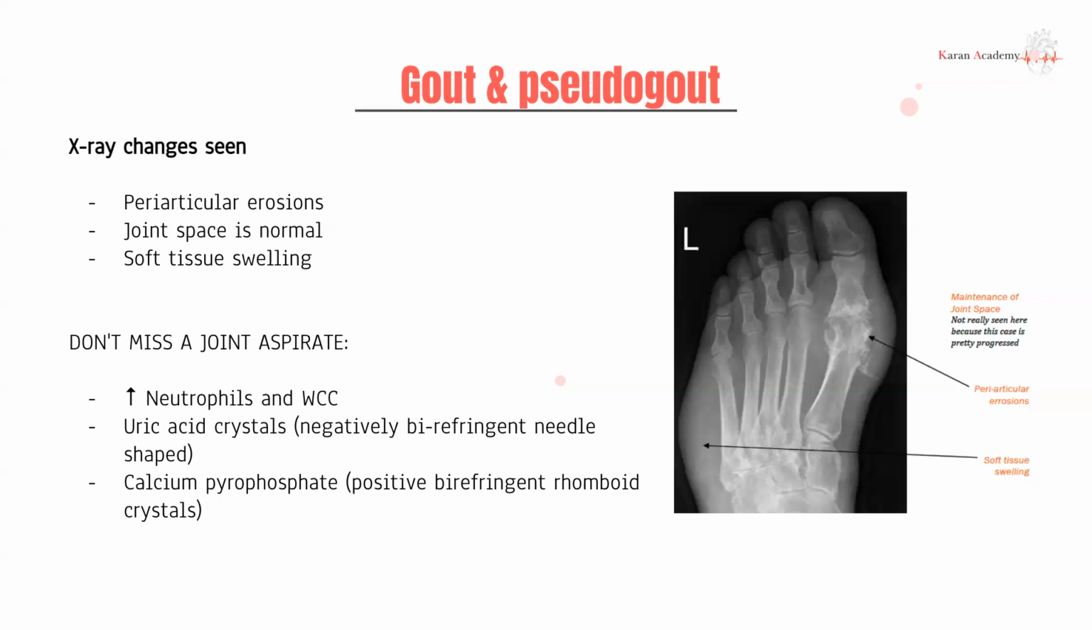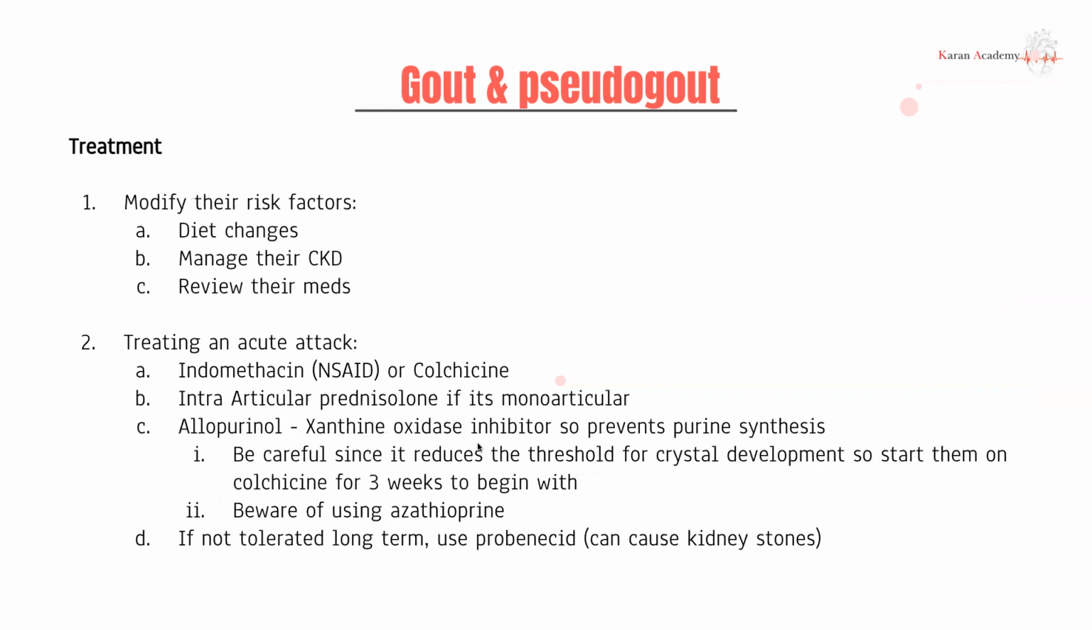What birefringence means is when we look at crystals, we often use two different wavelengths of light, and whether something responds to two or just one of those two wavelengths, I think, is birefringence. So uric acid crystals are needle-shaped and do not exhibit birefringence, and calcium pyrophosphate ones are rhomboid-shaped and they do, or they're positively birefringent.